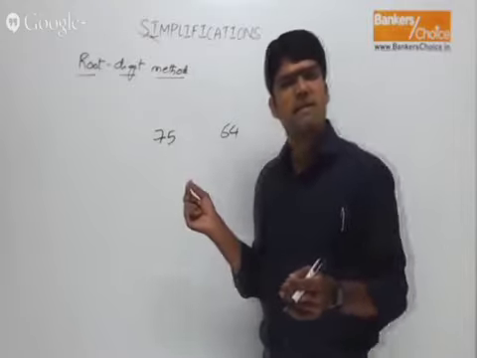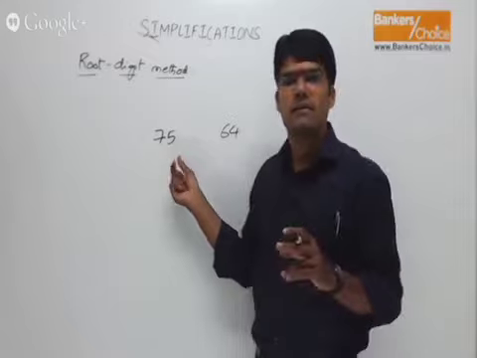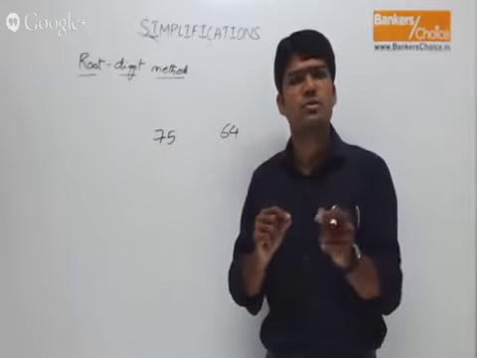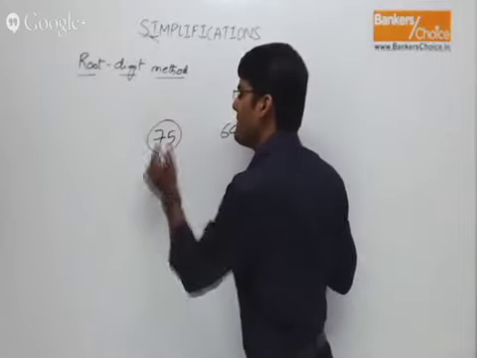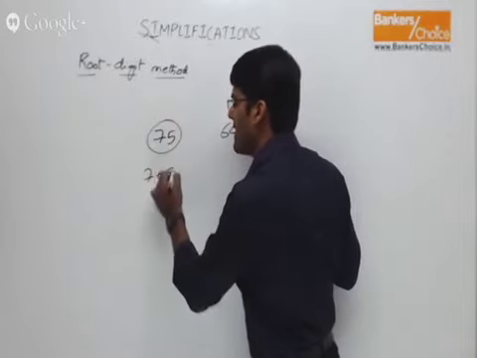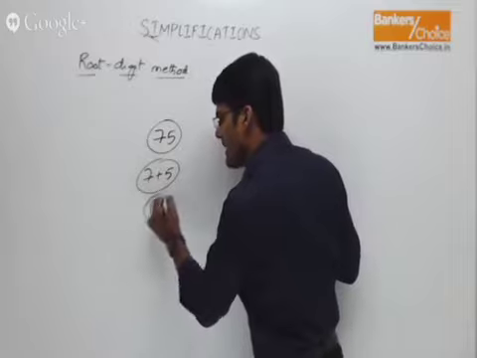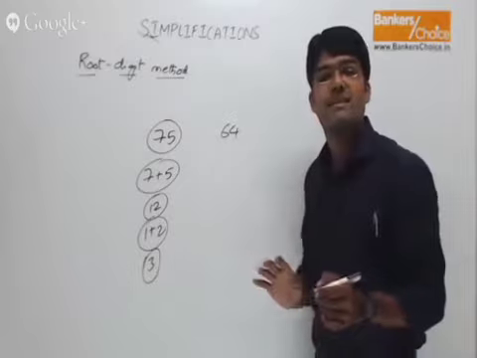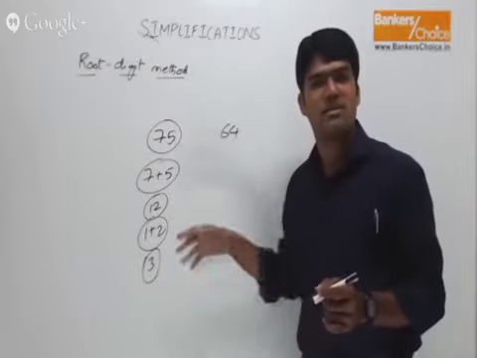So 7 plus 5, add the digits. 7 plus 5, 12. Again, 12 is a 2-digit number. I want a single digit. 12. 1 plus 2, 3. So the root digit of 75 is 3. What's the idea? 7 plus 5 gives you 12. 12 again, 1 plus 2 gives you 3. So this is what you need to do till you get a single digit number. I mean, you don't have to write on paper. I'm just trying to explain.